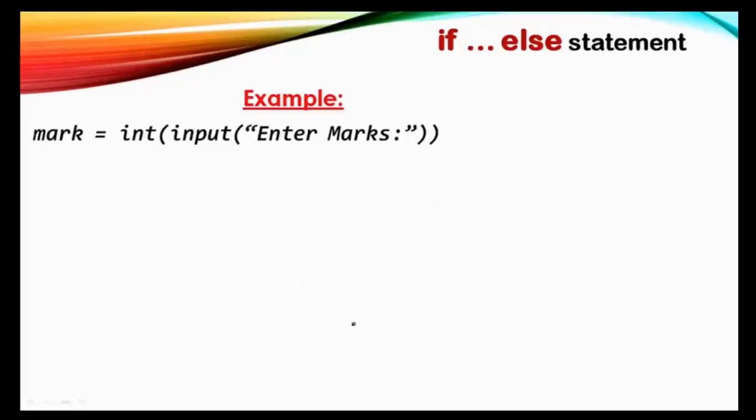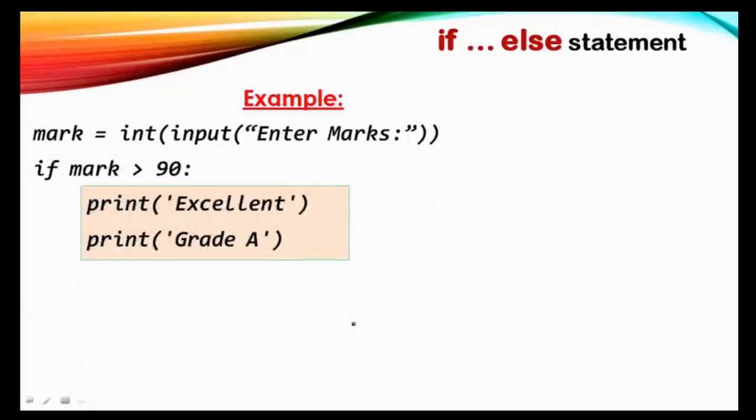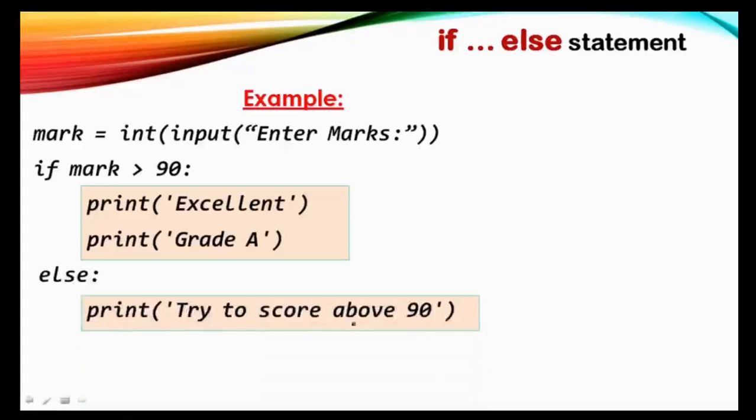This is if else. We can look at some examples. Here, in the same program, a mark is being input and the condition is being evaluated: mark greater than 90. If the mark is greater than 90, that is, if the condition is true, both statements in this block will be executing, and else, if the condition is false, "try to score above 90" will be displayed. And after that a thank you message will be displayed.